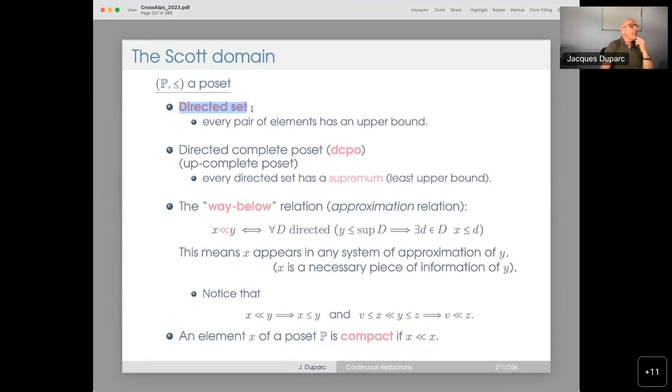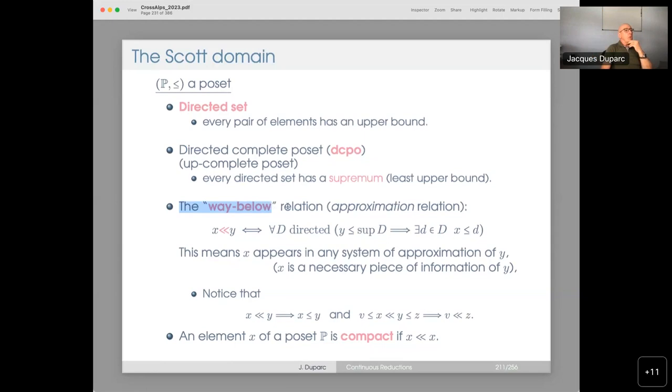A directed set is a set such that every pair of elements has an upper bound, right? For us, it would mean that if in my directed set I have one set and another one, then I have another set that contains the union of these two. What is a DCPO? This is the notion that you've seen a few slides ago. Directed complete poset. It means that every directed set has a supremum, the least upper bound. For us, if you consider a directed set of subsets of the integers, then the supremum would just be the union of your set.